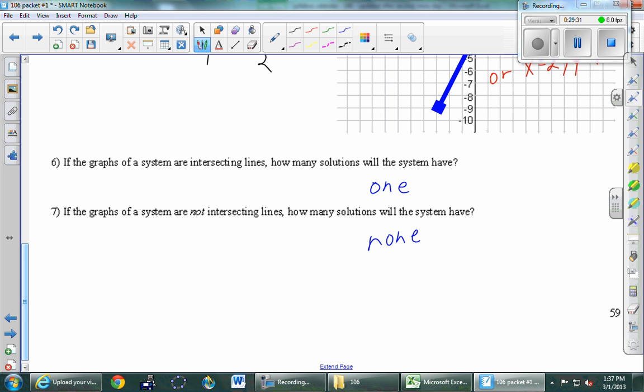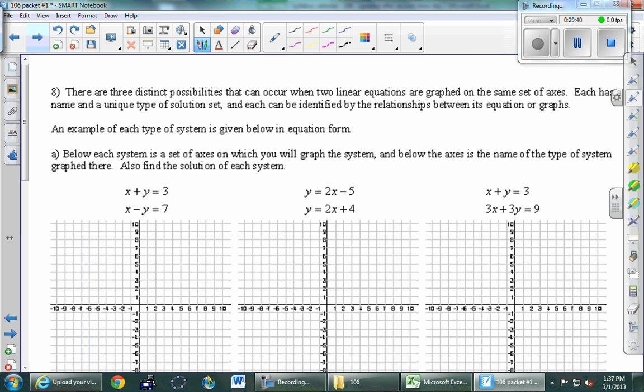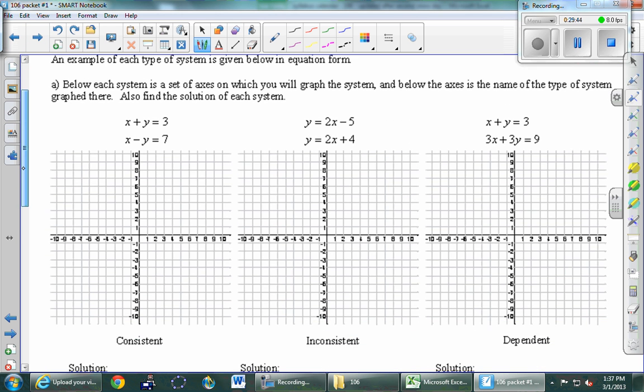So if they're the same line, then I can't say they don't intersect. They intersect quite often if they're the same line. But you're right, that is the third case. It's just not here. Okay, on the next page, 3 different possibilities.